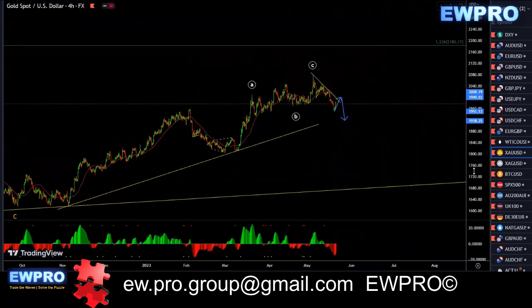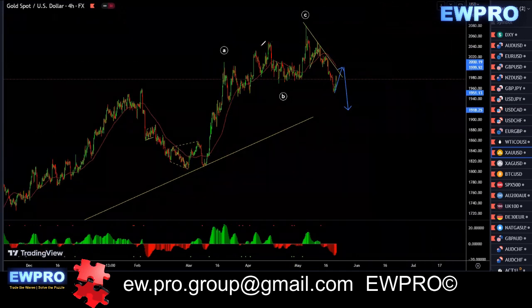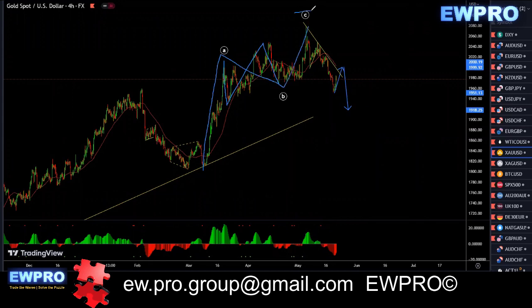We were looking at this flat in here for this A, B, C, and then you get the A, B, C. That's completed now. We have that bearish divergence. We got a nice impulse down. So, you can only sell this. You'd be looking for a correction and then selling.